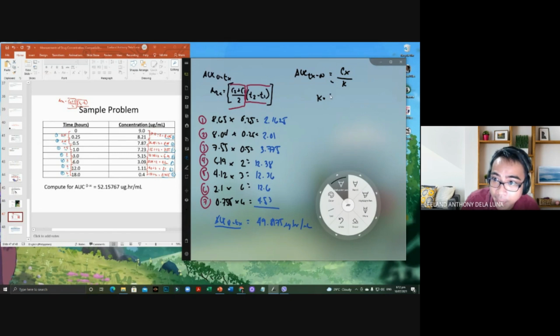So that would be ln of the concentration on the 18th hour minus ln of the concentration on the 12th hour, over 18 minus 12. What's the concentration on the 18th hour? ln 0.4, plus absolute value. This will always be absolute. You can reverse it, but it's always the absolute value; it can't be negative. ln 0.4 minus ln 1.11 divided by 18 minus 12, which gives you 6.